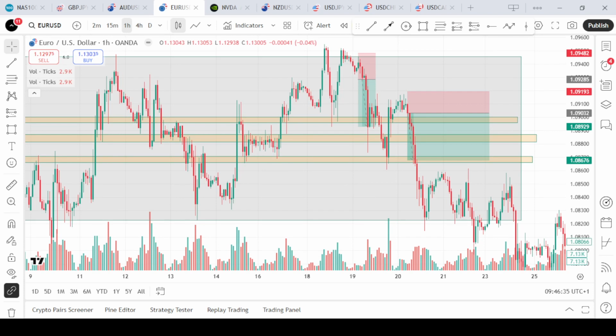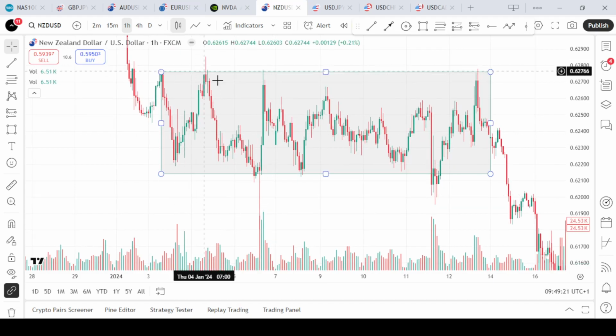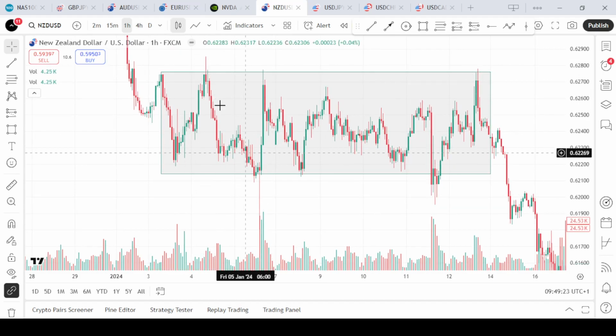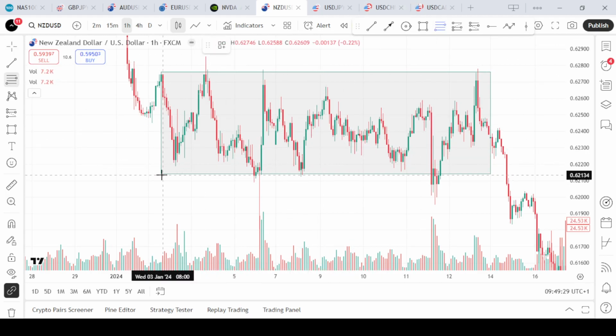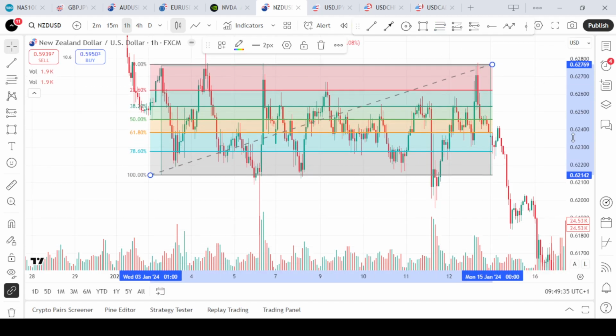So now let's look for another range bound example to further illustrate this strategy. So this is another example of a range bound market. Price is reacting, steadily bouncing between the resistance area and the support area. All you need to do is to plot your Fibonacci levels on this area, and you mark out your key levels that we'll be using for this trade.